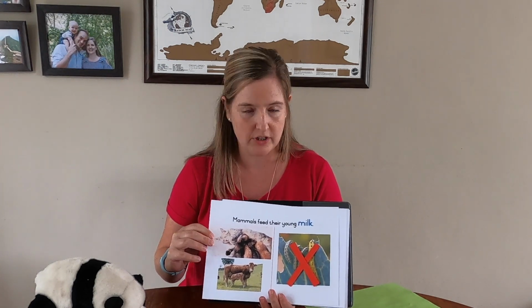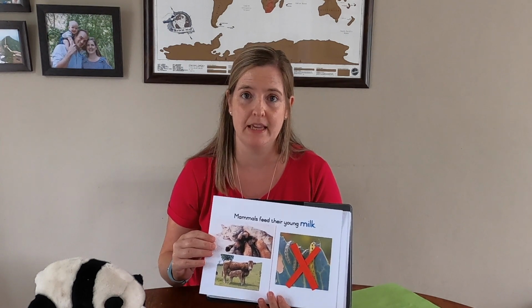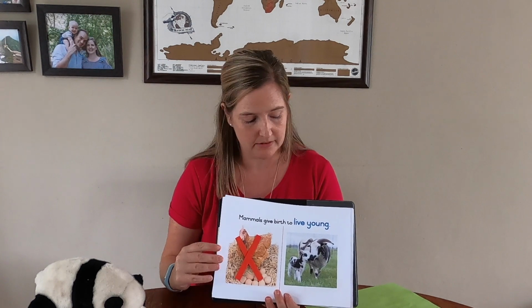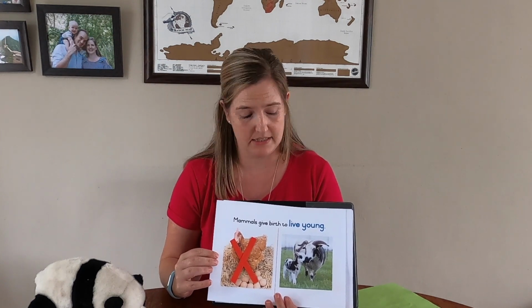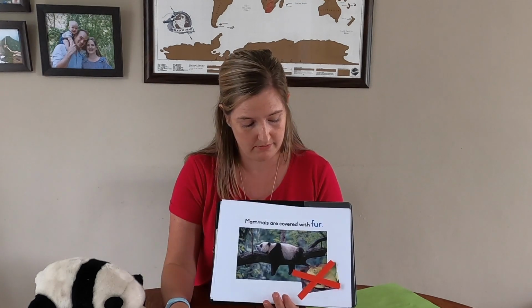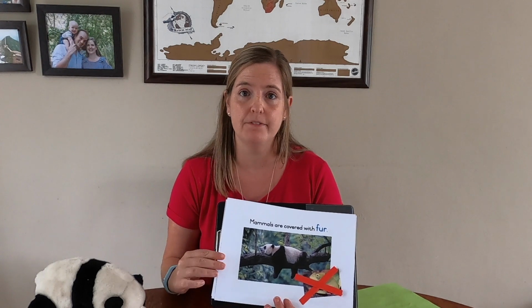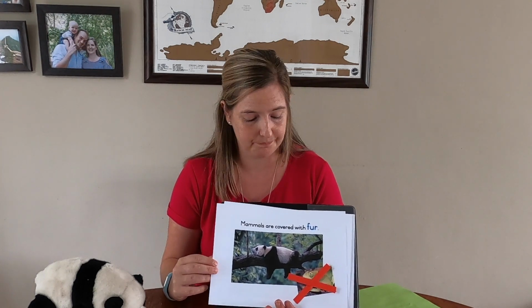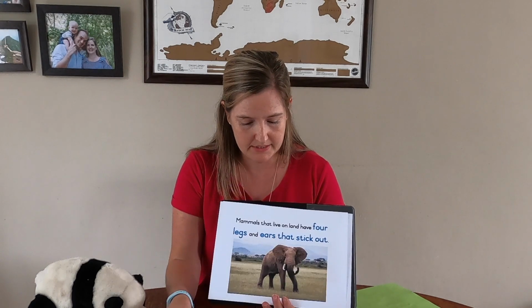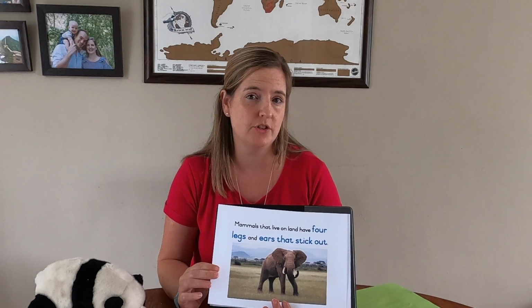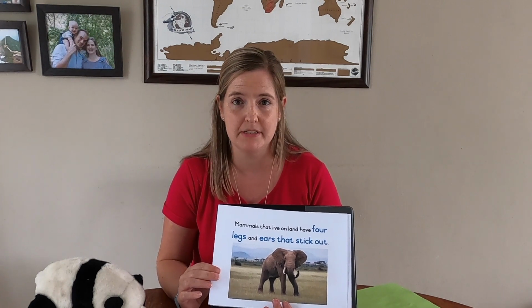Does your animal drink milk from their mom as a baby? Did his mom give live birth to him, or was it born in an egg? Does your mammal have fur, or at least at some point in their life have fur? Does your animal live on land? Remember, there are some mammals that don't live on land. We're going to talk about them a different day.